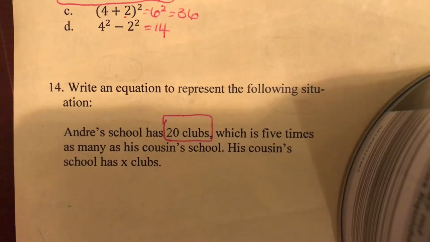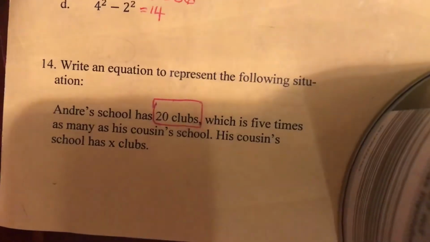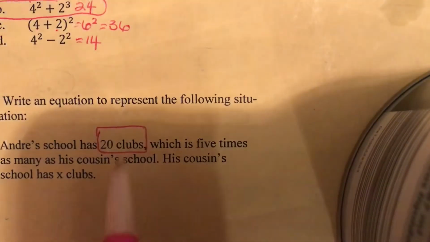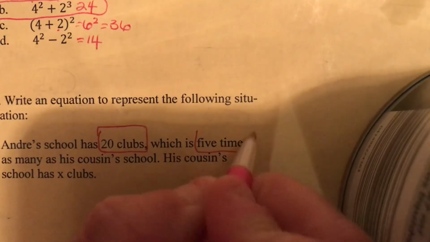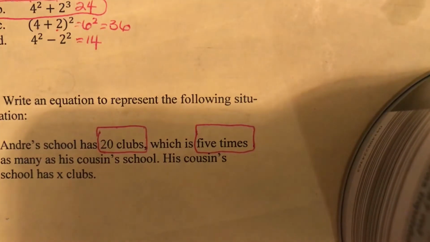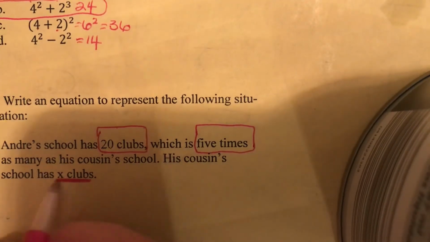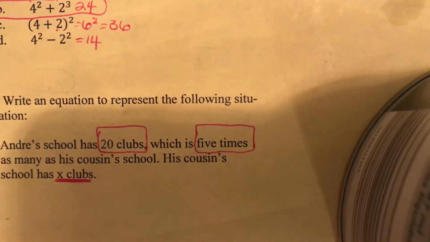Which is 5 times, that's a number, as many as his cousin's school. His cousin has X amount of clubs. So I'm going to put some of this into some wording for me. I know that he has 20 clubs.